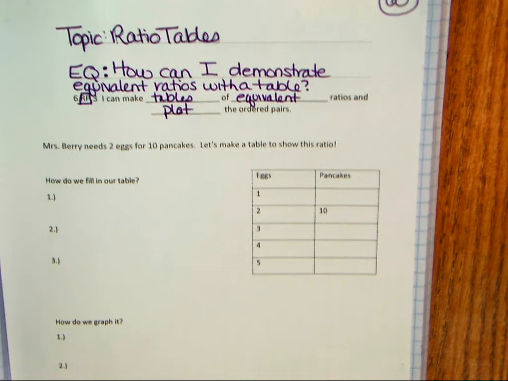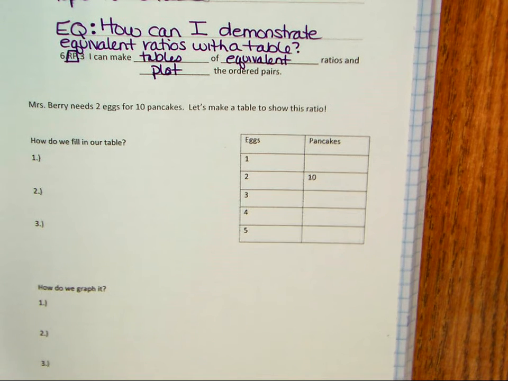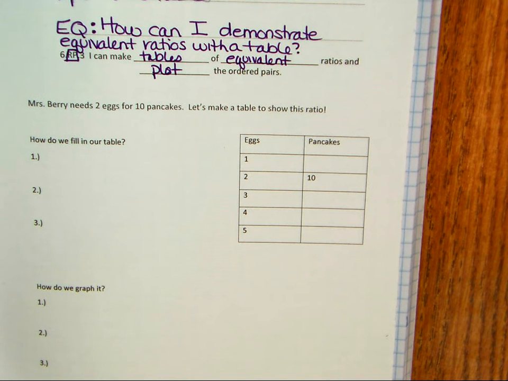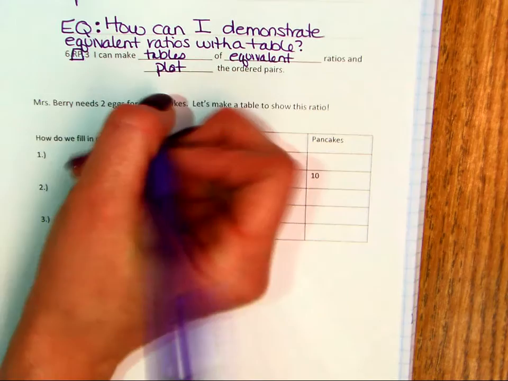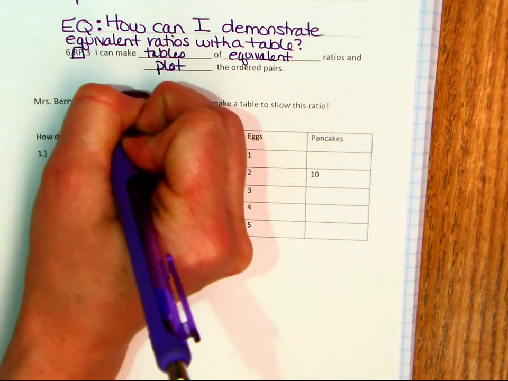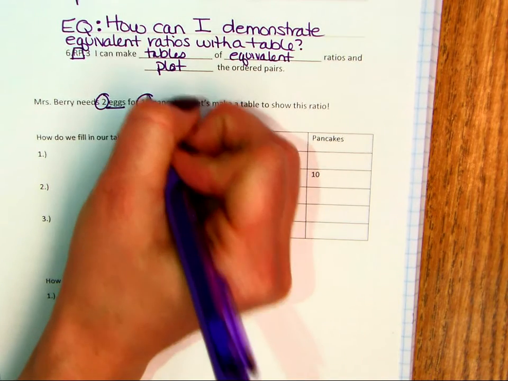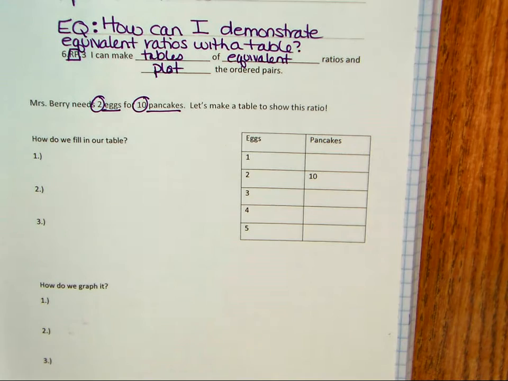So let's look now at our practice problem that we have here. Mrs. Berry needs 2 eggs for 10 pancakes. Let's make a table to show this ratio. So the first thing we always do when we have word problems is we circle the numbers and we underline the words that go with them. So let's do that. Circle 2, underline eggs. Circle 10, pancakes.